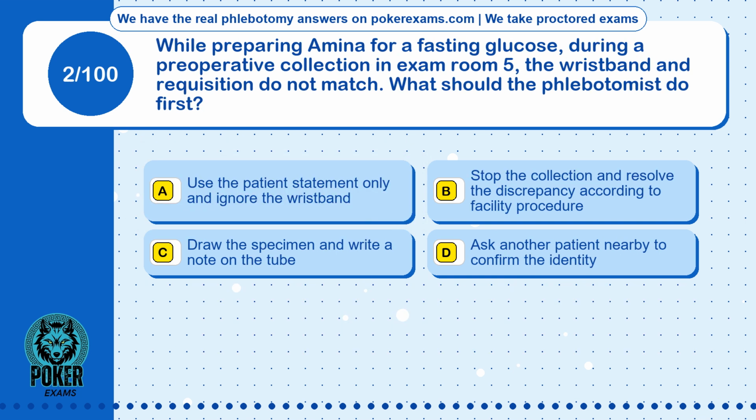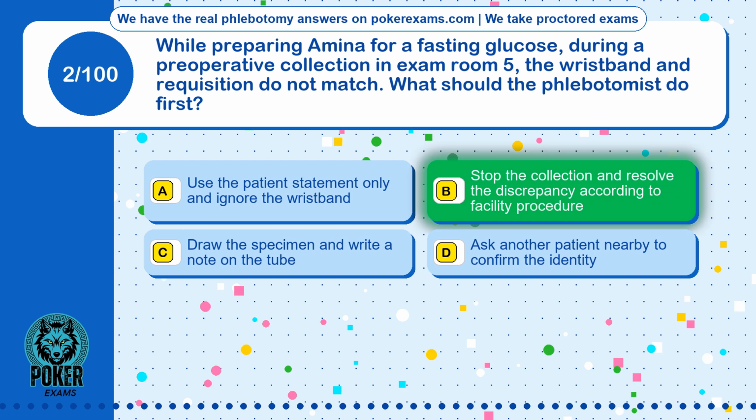Question 2. While preparing Amina for a fasting glucose, during a preoperative collection in exam room 5, the wristband and requisition do not match. What should the phlebotomist do first? Option A. Use the patient statement only and ignore the wristband. Option B. Stop the collection and resolve the discrepancy according to facility procedure. Option C. Draw the specimen and write a note on the tube. Option D. Ask another patient nearby to confirm the identity.